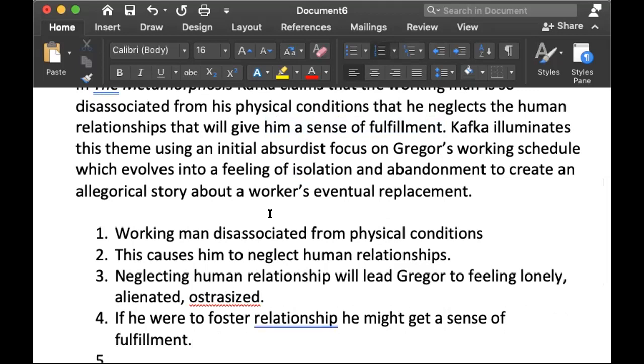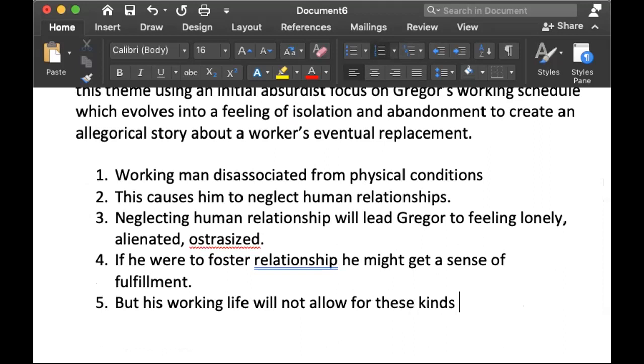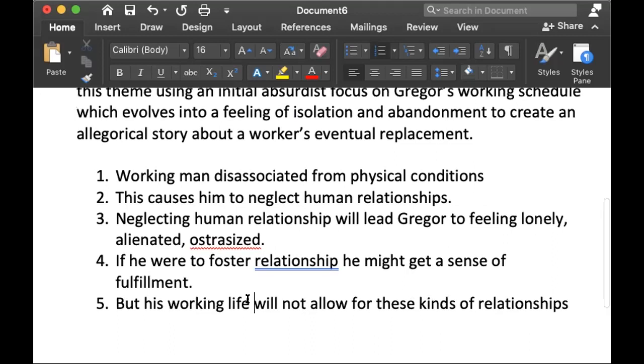But I think it might be powerful then to end my essay with the fact that he is a working man, but his working life will not allow for these kinds of relationships. I think I want to give it a bit of a circular quality here where it's like he's dissociated, causes him to neglect. This causes him to have sad feelings. It could be better, but it won't be because this story is so pessimistic. And then I would get to my conclusion.